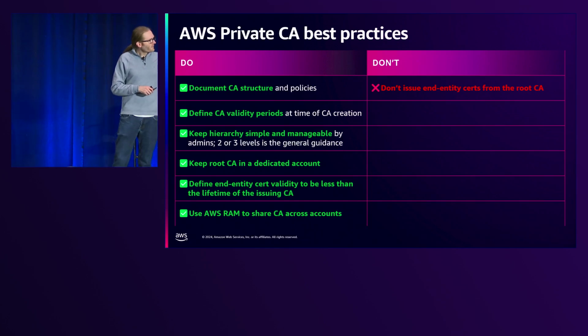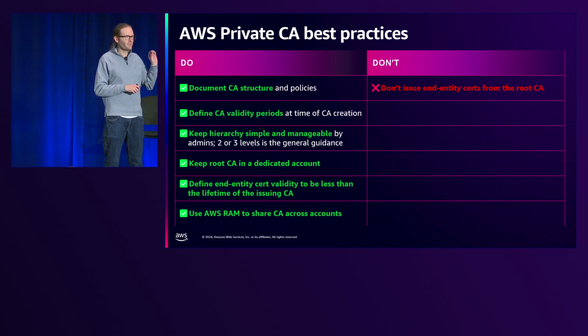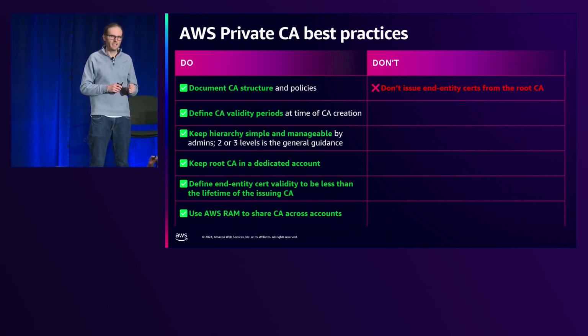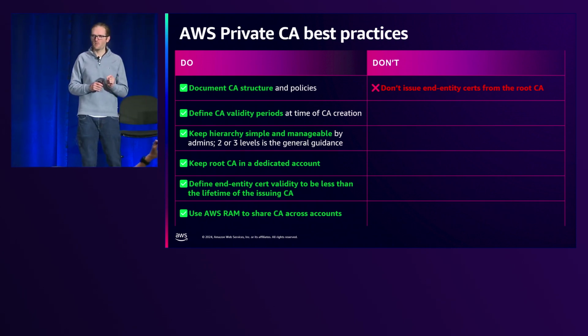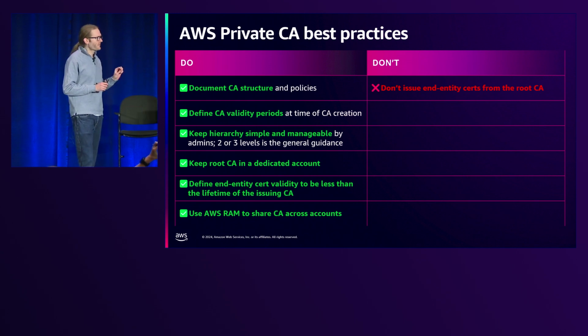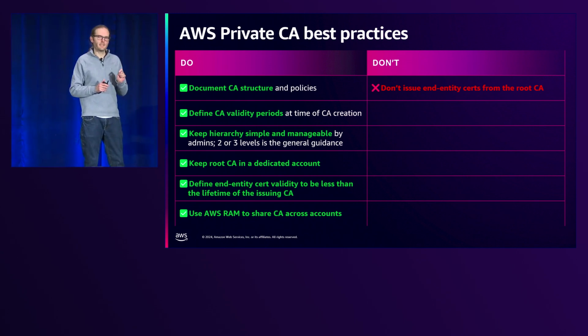The only don't I have, though there are probably others, but the biggest one is don't issue identity certs from the root CA. There may be very, very niche use cases where you should do this, but in the vast majority of cases, do not issue identity certs from the root CA.